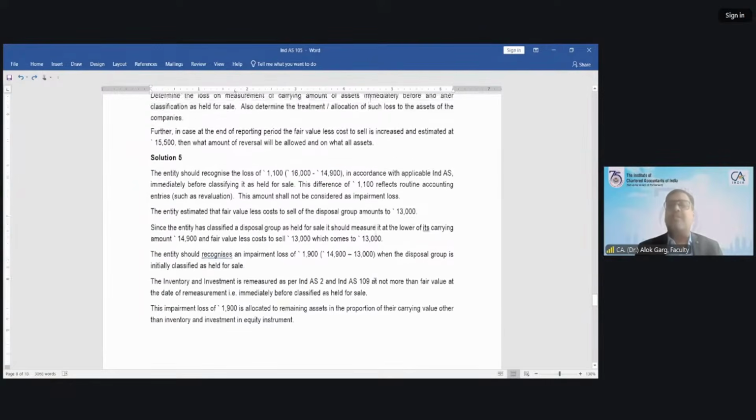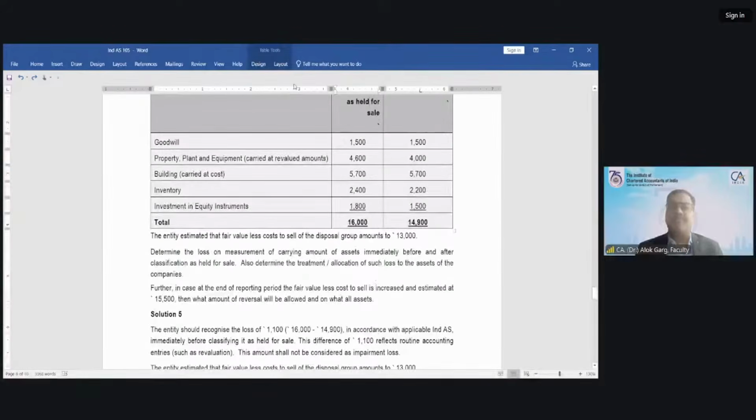So impairment loss of 1,900 is allocated to which asset? If I talk about the impairment loss of 1,900, which is 14,900 versus 13,000, will we allocate the loss to investment in equity instrument? It is already at fair value. No, right? Inventory, what about inventory? Ind AS 2, and it is already at fair value, remember? Basically, I always tell you that when you read any concept in Ind AS, try to relate that concept with the other Ind AS also. And how can it work? Let me tell you.